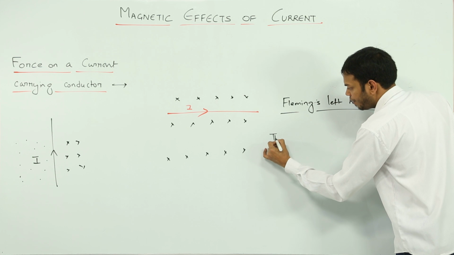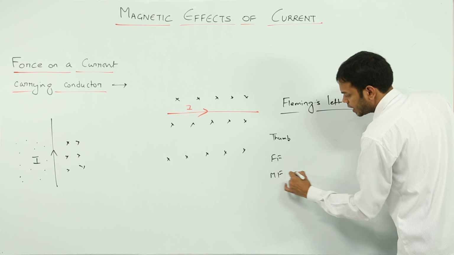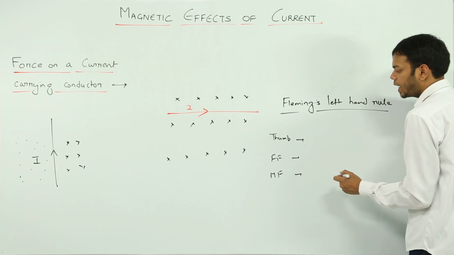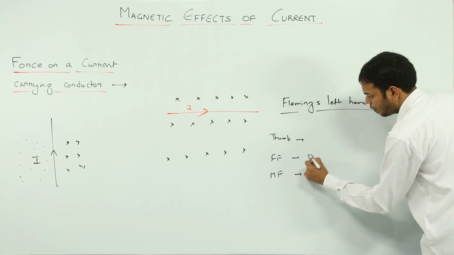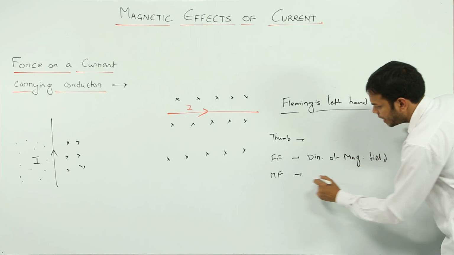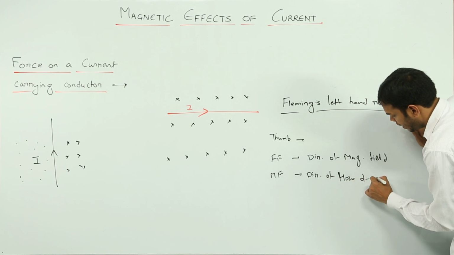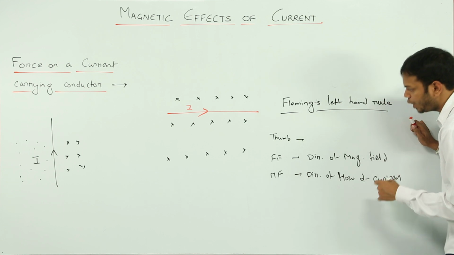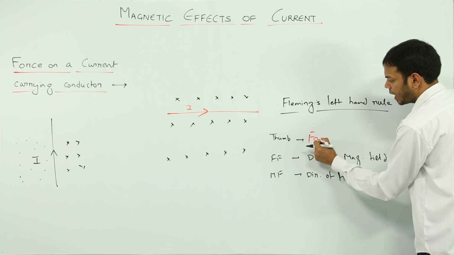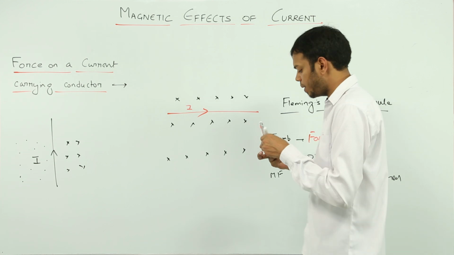So we have thumb, we have first finger and we have middle finger, right? So we have to place these 3 fingers in mutually perpendicular directions such that first finger is in the direction of magnetic field and middle finger is in the direction of flow of current. So when you place these two, you will automatically get the direction of force experienced, which will be given by thumb, force experienced. Okay, so let's see it in this example.